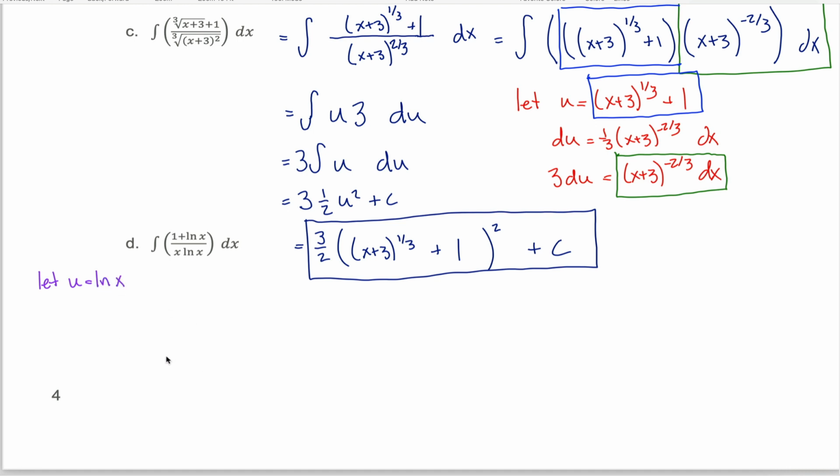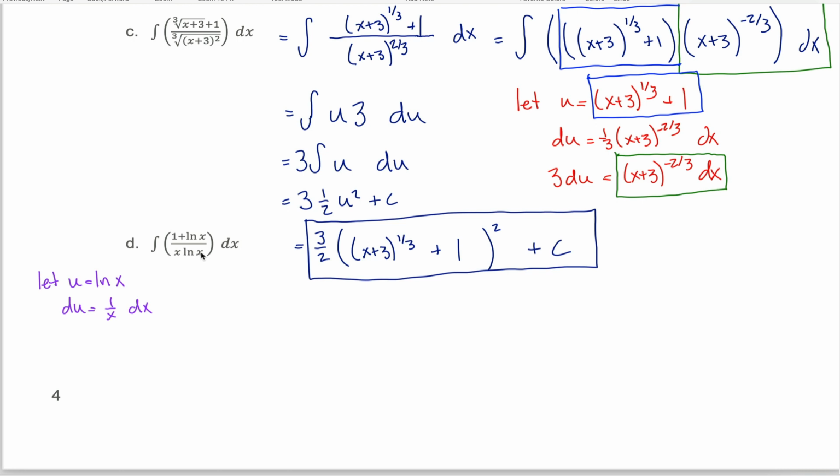No clue if this will work out. I mean, that seems promising, right? That'll get rid of this natural log of x and this natural log of x. It won't deal with this x right here, but look, if u is the natural log of x, then du is equal to 1 over x dx. I think these substitutions are going to work out really nicely.